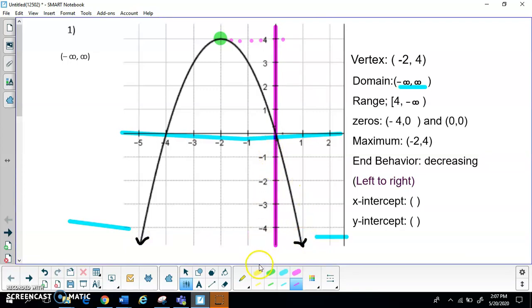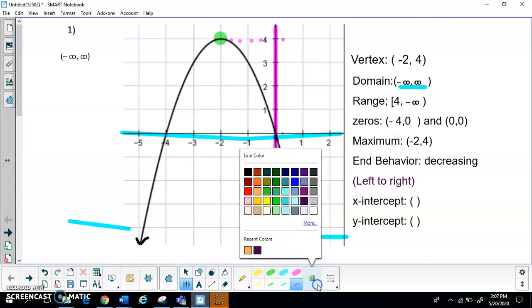to the -y values. So meaning the range would be starting from 4. So this symbol right here is including number 4 to the -infinity for your y values. This is using interval notation.